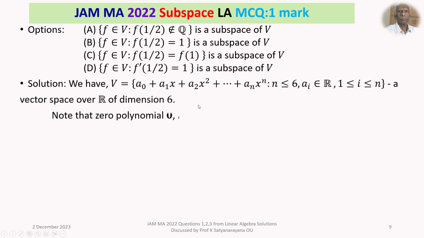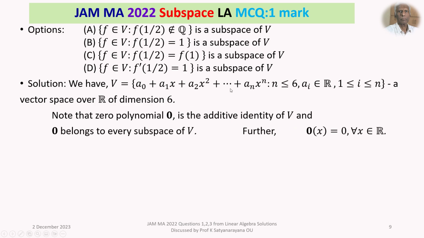And we know that every vector space possesses the additive identity, and in the case of this vector space of polynomials of degree at most 6, the additive identity is the 0 polynomial denoted by 0. How will the 0 polynomial look? 0 plus 0 times x plus 0 times x square and so on, 0 times x to the power of 6. Every subspace is also a vector space. Therefore, the additive identity must belong to every subspace. So 0 belongs to every subspace of V.